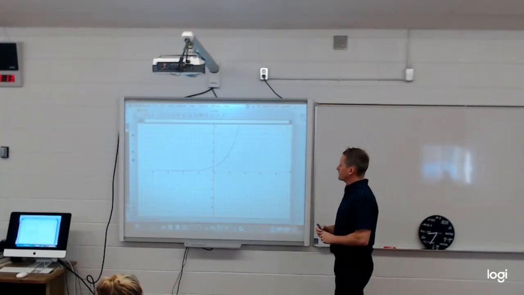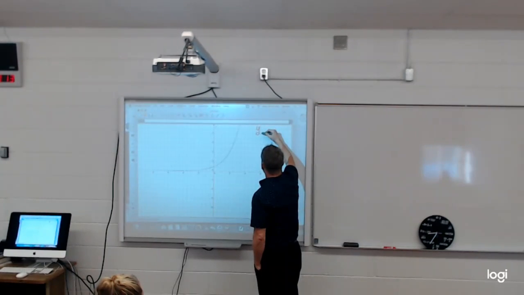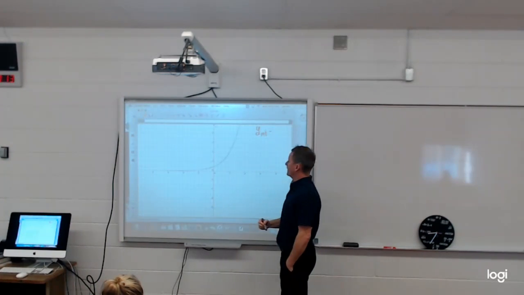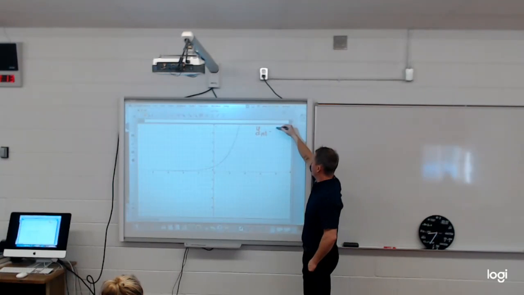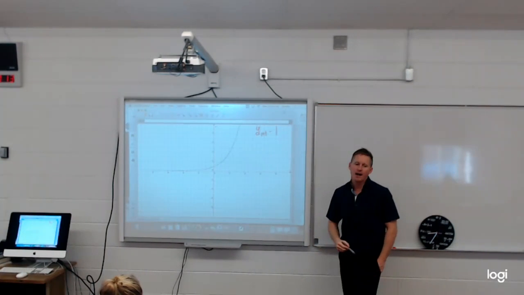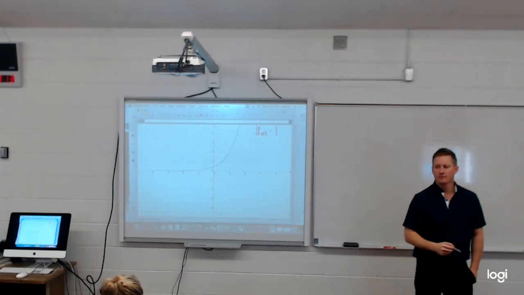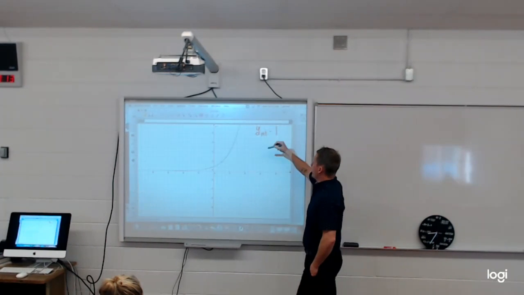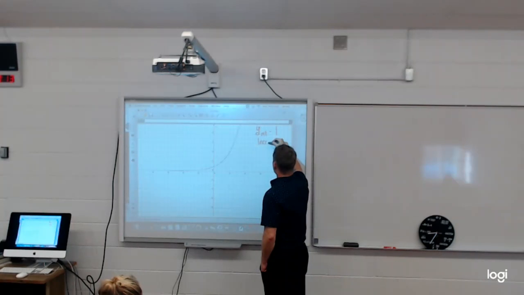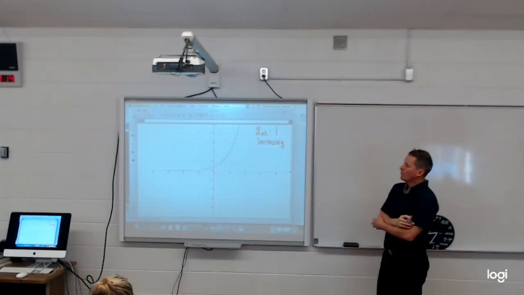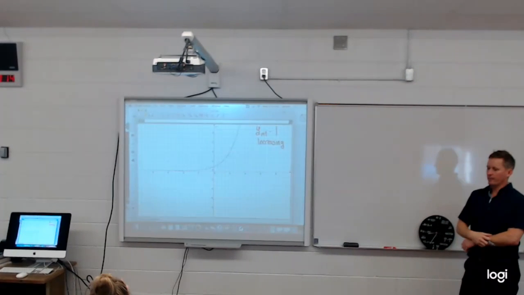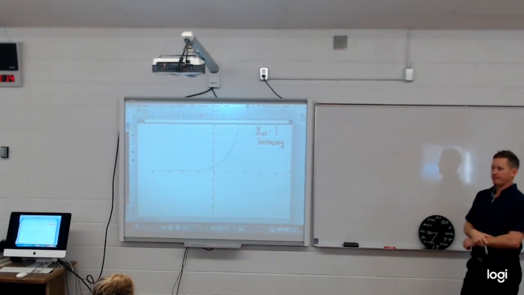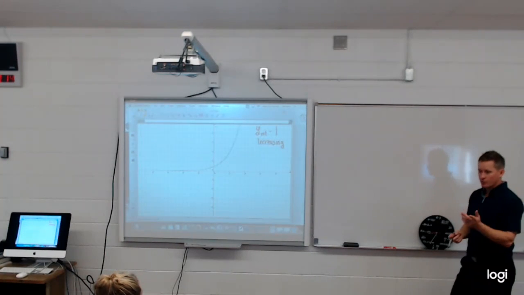The first thing is the y-intercept. What's the y-intercept on this graph? 1. Is this graph increasing or decreasing? Increasing. What is the end behavior of this graph? Does it go down below the x-axis, or is it one of those ones that never touches? It is one of the ones that never touches. I'm going to come back to that in one second.